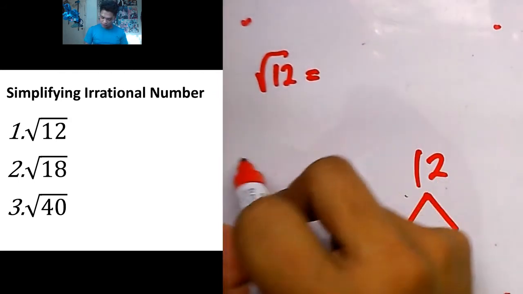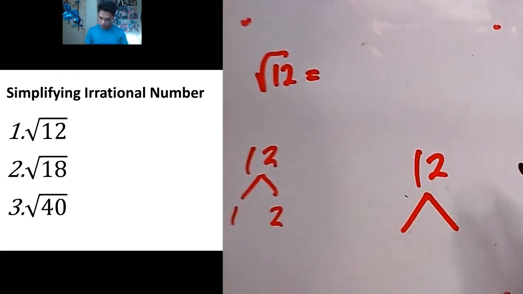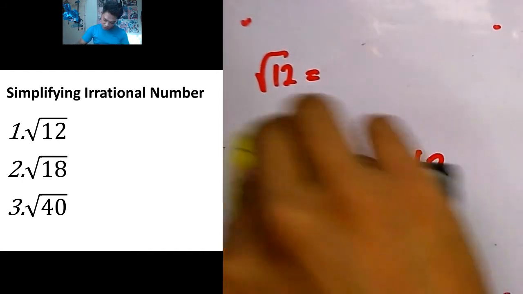So, if we are going to find the factors of 12, we have 1 and 12. So, we have 1 times 12. But no factors here are perfect square. So, therefore, we're not going to use this one.